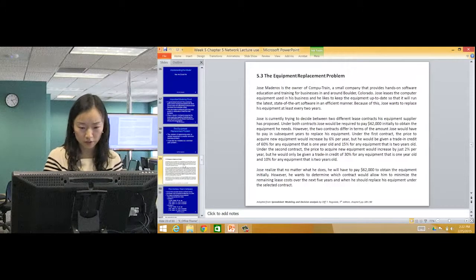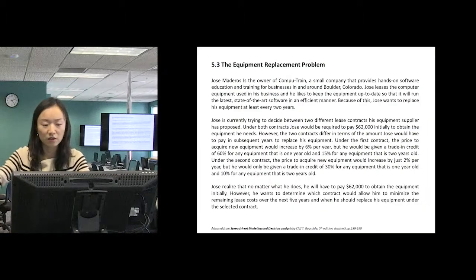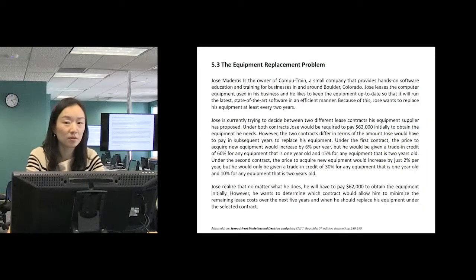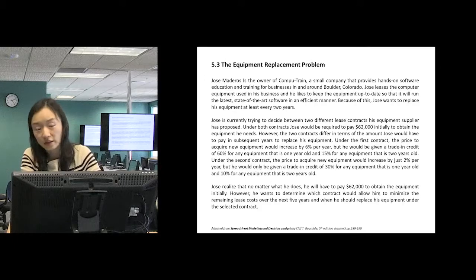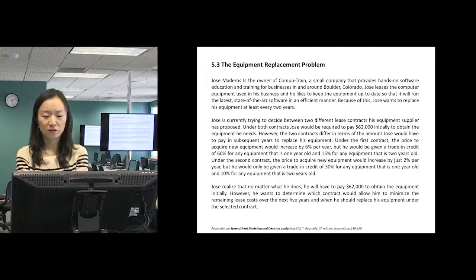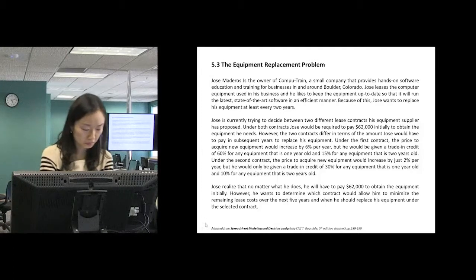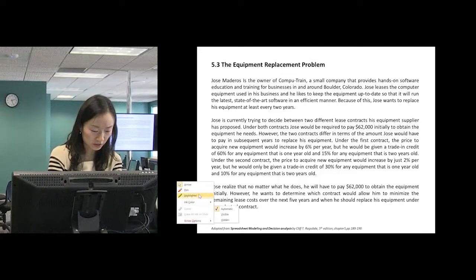The equipment problem, replacement problem. So if we can read the problem statement first. This is a second problem that is a business problem, but we're going to translate it into a network problem. Okay, so what is this problem about? Let's read it together.